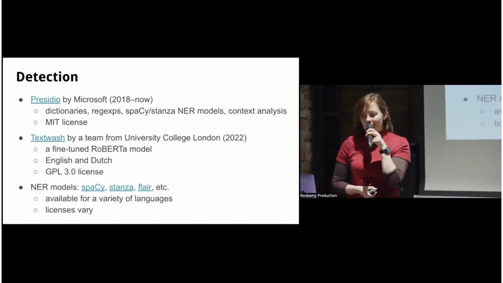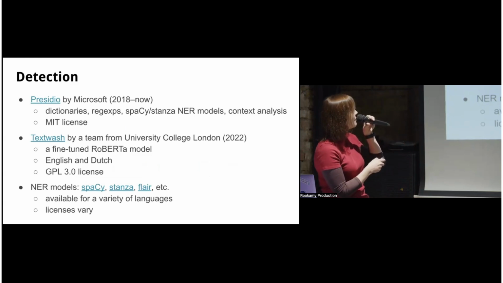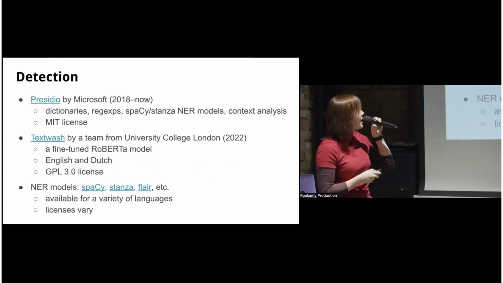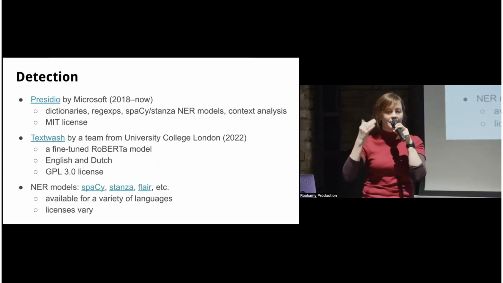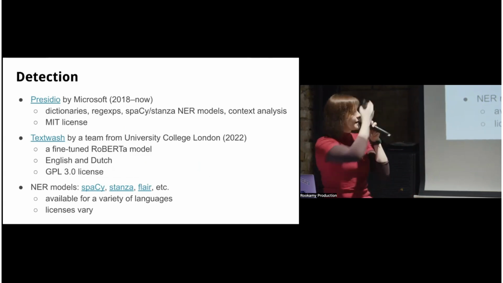Specifically for anonymization, there are a couple of things that you can use. First of all, there's a procedural library developed by Microsoft under an MIT license, so it's open for everyone to use. What this library does is it has a list of dictionaries and regular expressions to match entities like phone numbers, emails, social security numbers, and so on.